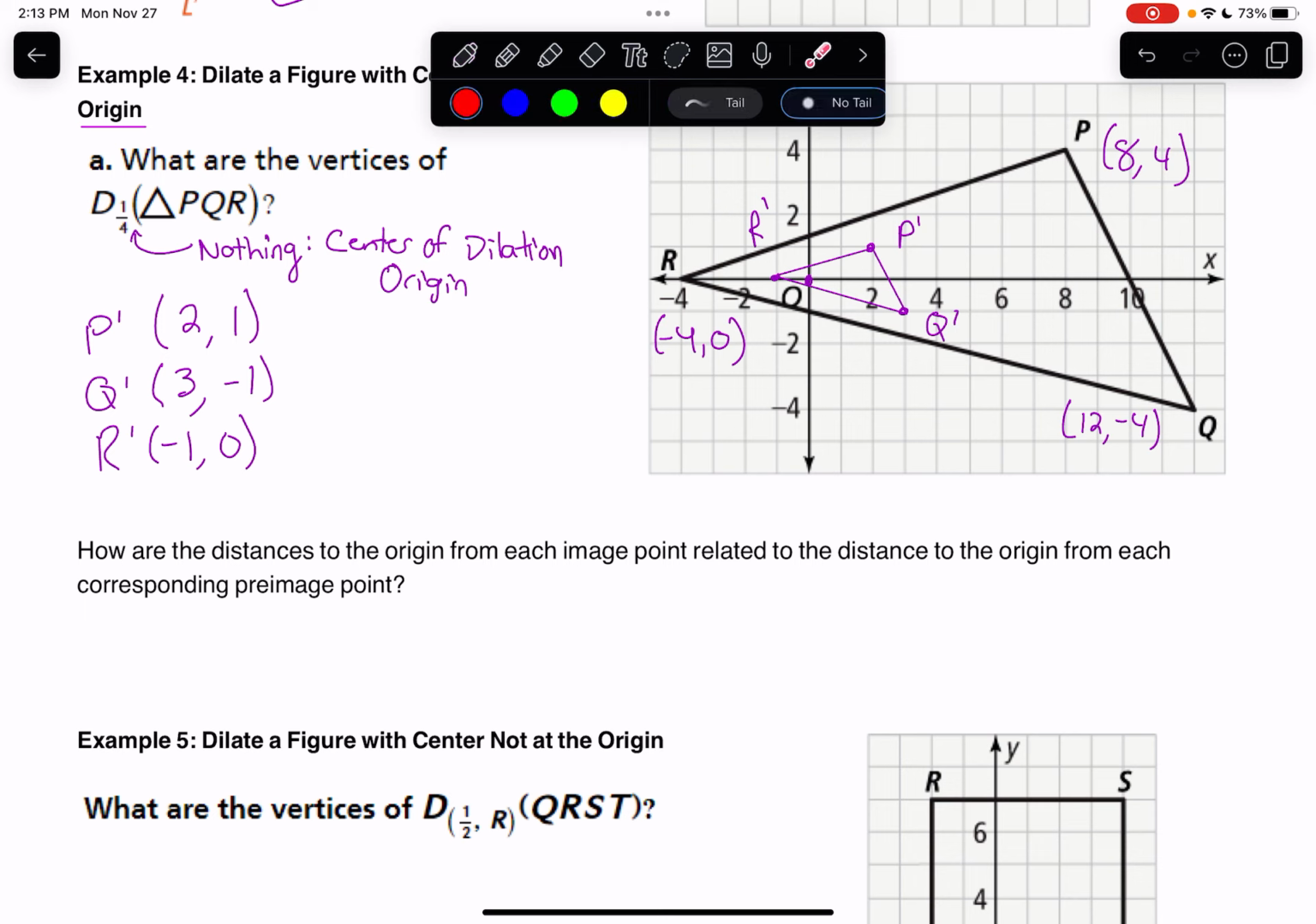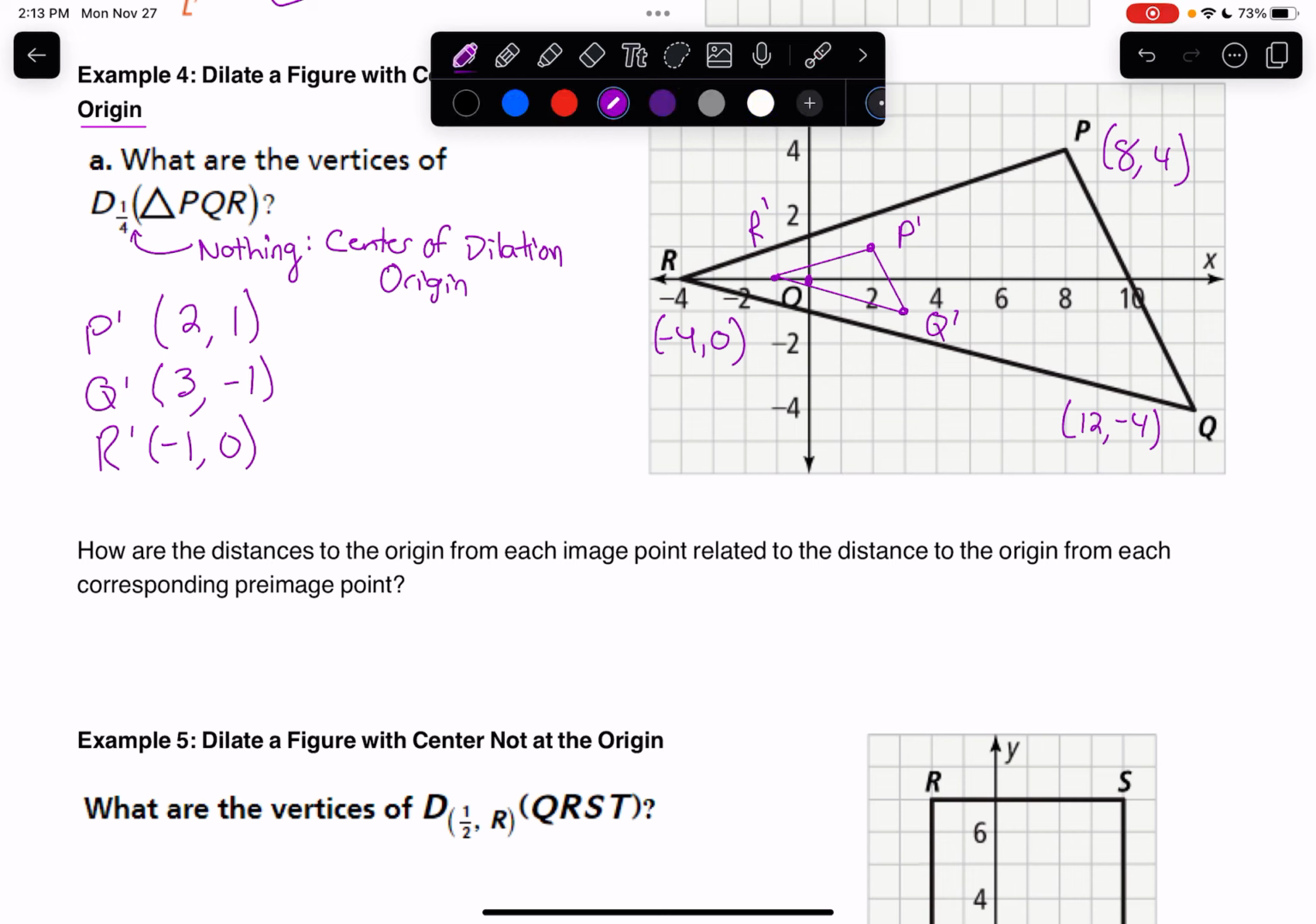For example, the distance to the origin of point R is 4 units. The distance to the origin of point R prime is 1 unit. So they're all proportional to the scale factor. The distance from O to P is 4 times the distance from O to P prime.